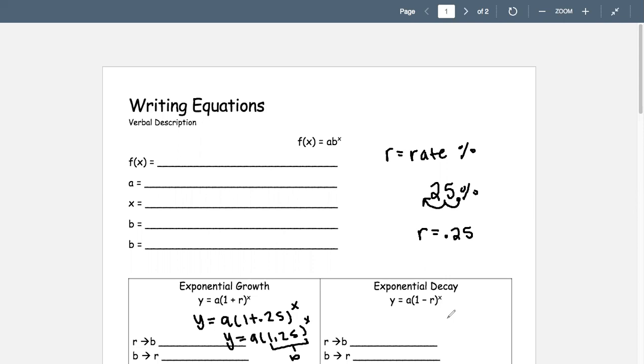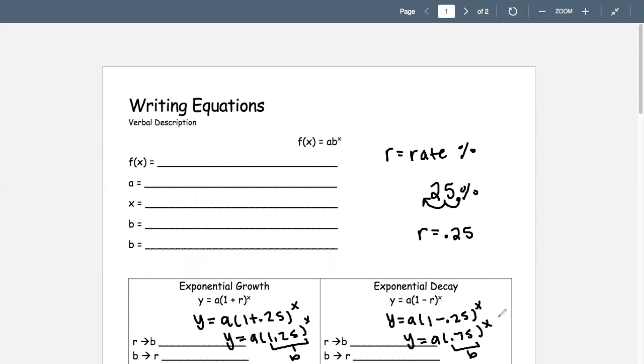If it's exponential decay, I would be subtracting 0.25 from 1. So 1 minus 0.25 to the power of x, and that will give me my B value. Y equals A times 0.75 to the power of x. And this would be my B value.